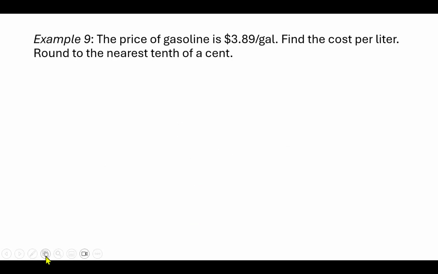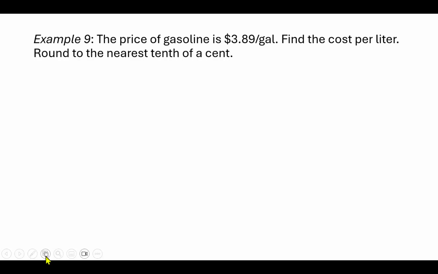On the next example, now we're converting a rate, even though it doesn't look like it. The question is, the price of gasoline is $3.89 per gallon. Well, I could also say $3.89 per gallon.